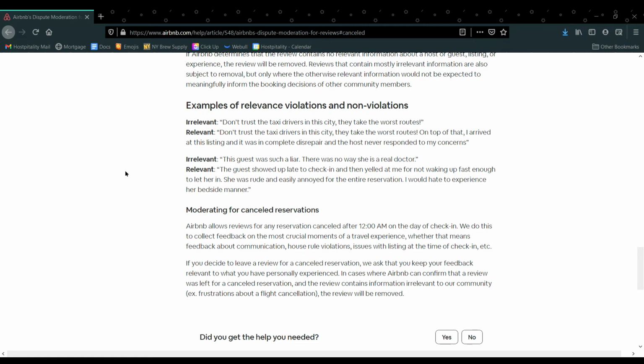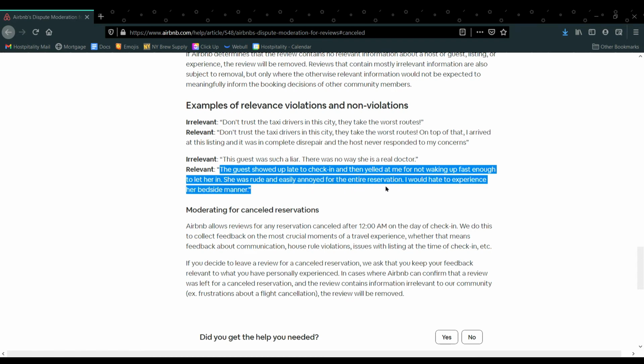siding with guests that Airbnb has, because being a two-sided marketplace, they normally tend to be more sided towards the consumer. So notice that here in the irrelevant one, "this guest was such a liar, there was no way she's a real doctor." And then in the relevant one, right, there is no mention of these two sentences. It's "the guest showed up late to check in, then yelled at me for not waking up fast enough to let her in. She was rude and easily annoyed for the entire reservation. I would hate to experience her bedside manner."